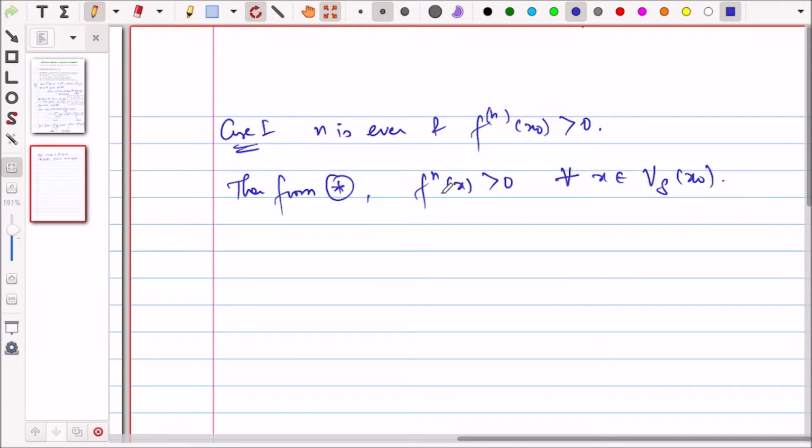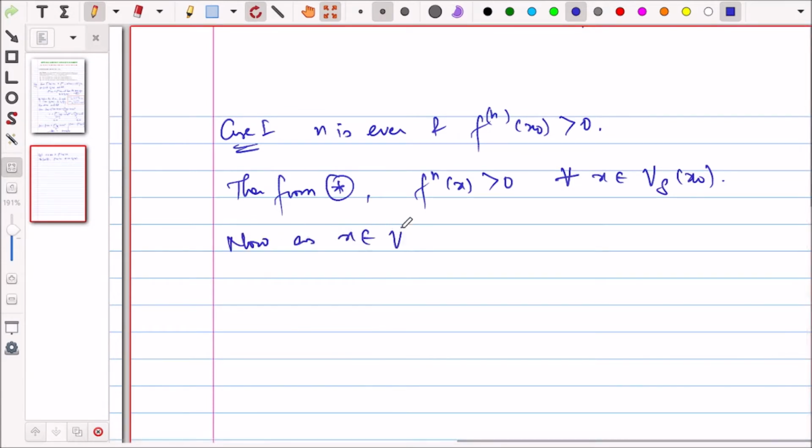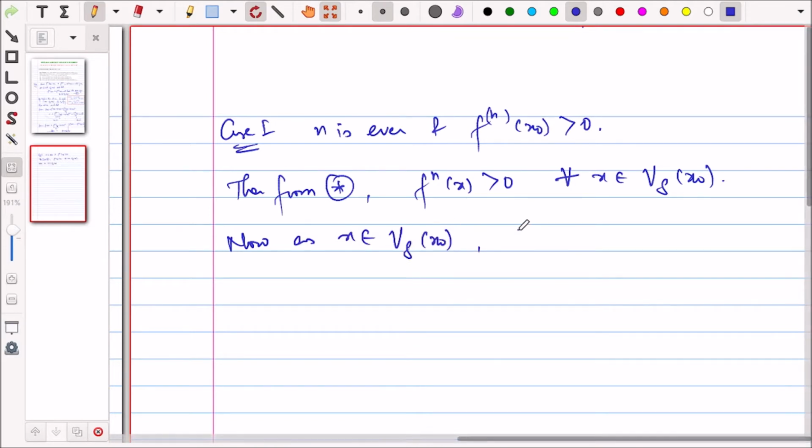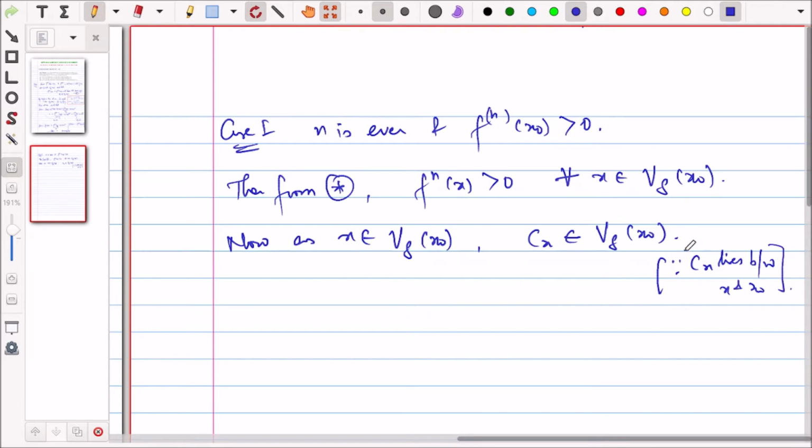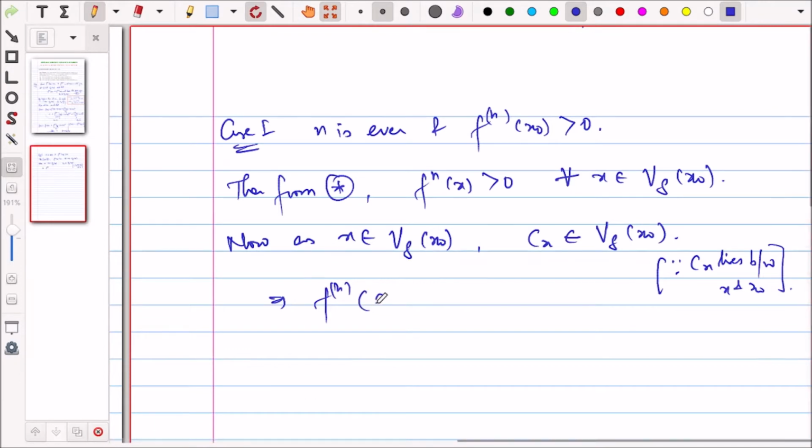Okay, so from star we have f^n(x naught) > 0 for all x belonging to this neighborhood. Now as x belongs to V delta of x naught, where will c_x belong? c_x belongs to V delta of x naught. Why is it so? Since c_x lies between x and x naught. So c_x will also belong to V delta of x naught. So this implies f^n(c_x) is greater than 0, right?